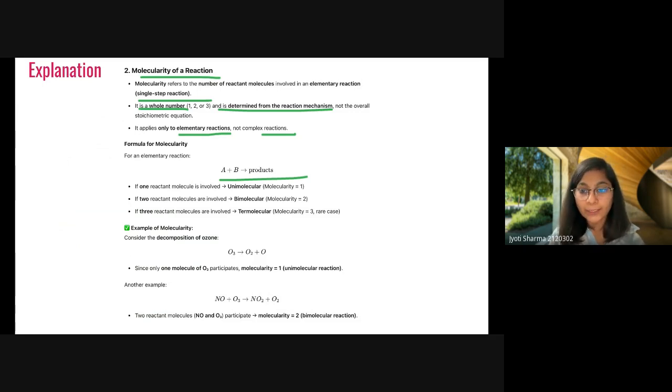So I think the molecularity of the reaction, the stoichiometric coefficient, and the order of the reaction, these three are different, and there is no relation between these three. So I think from this point of view, it has been cleared, right? So I should move to the next.